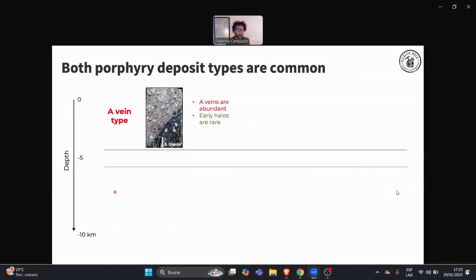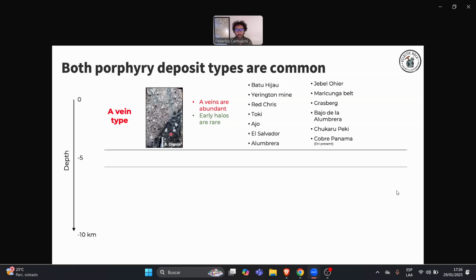So this is important because both types of porphyries are pretty common, right? A vein type porphyries are probably the best known ones. They have been better described in the literature. You see a lot of A veins very abundant in the ore. They have truncation by different porphyry dikes, and early halos, now that more people are recognizing them, they are there, but they're not very abundant.